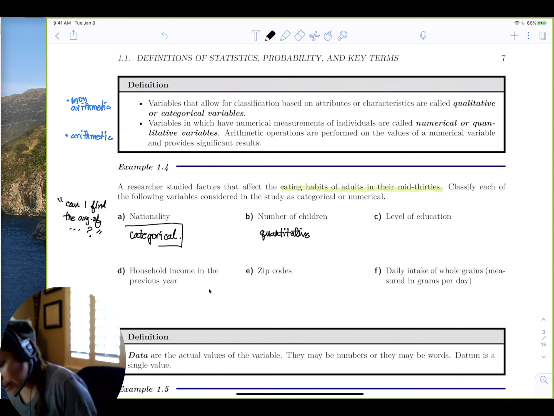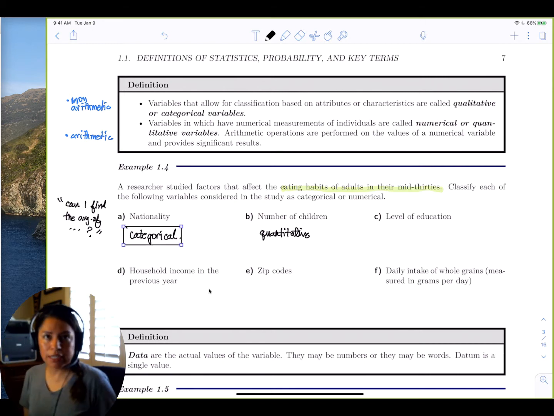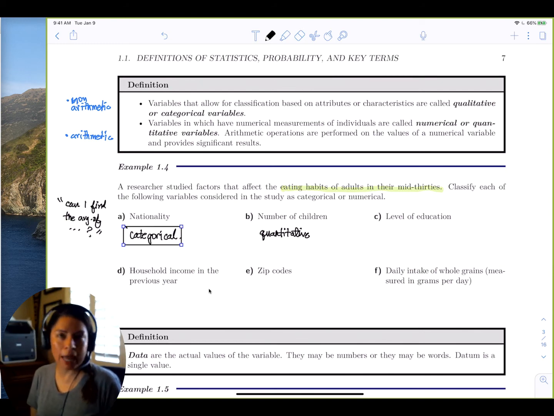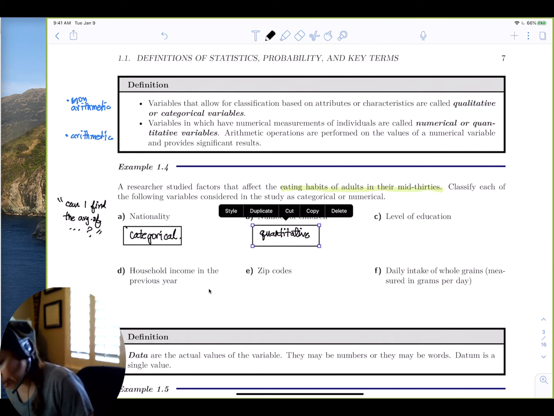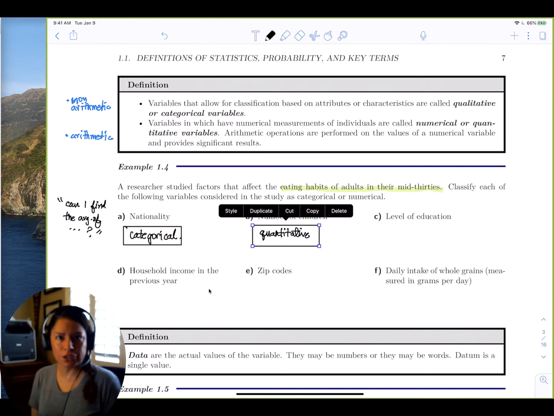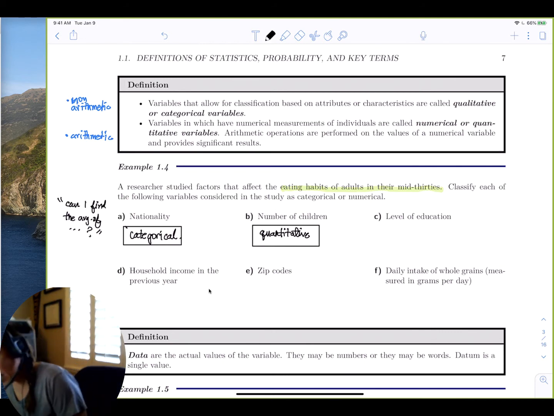And what about level of education? Can I take a bunch of levels of education? Can I take my associate's and my bachelor's and my master's and my PhD, add them up together and get an average degree? No, right? That would be so awesome, though. When I have University of Darlene, I will make an average degree. So this would be categorical.